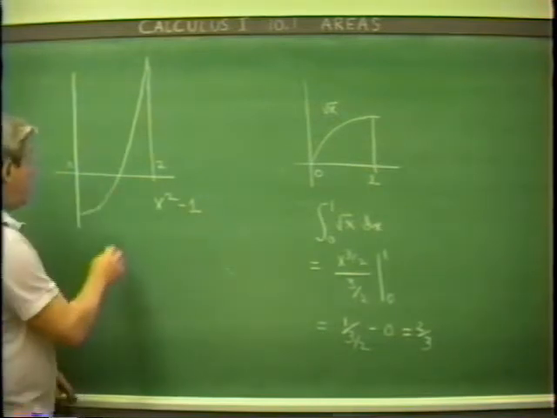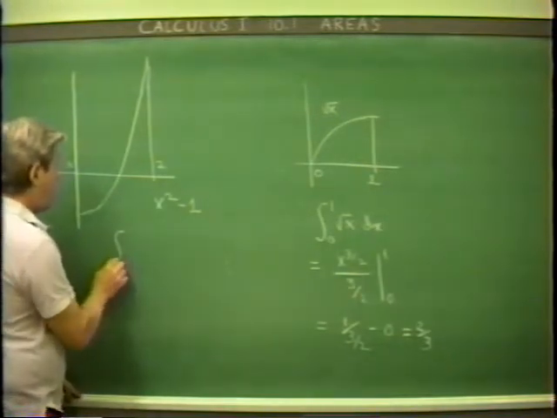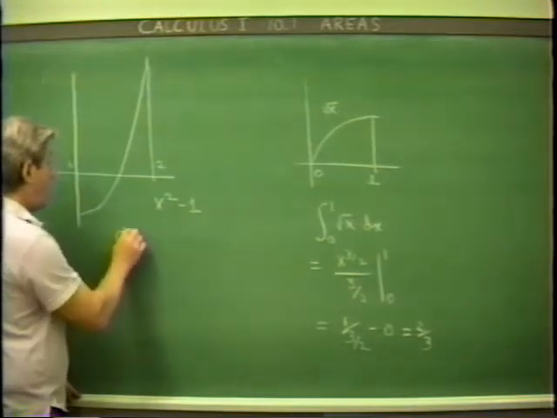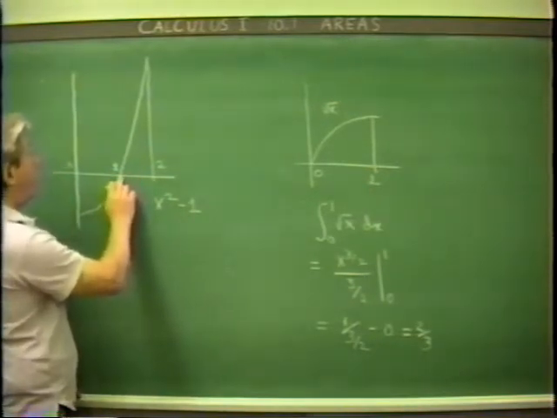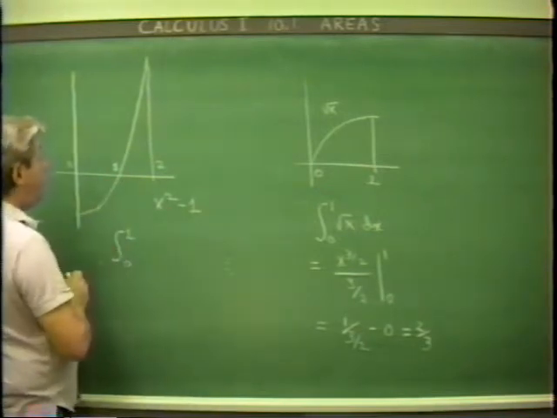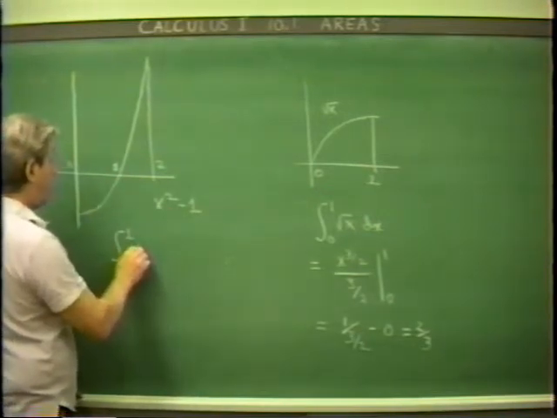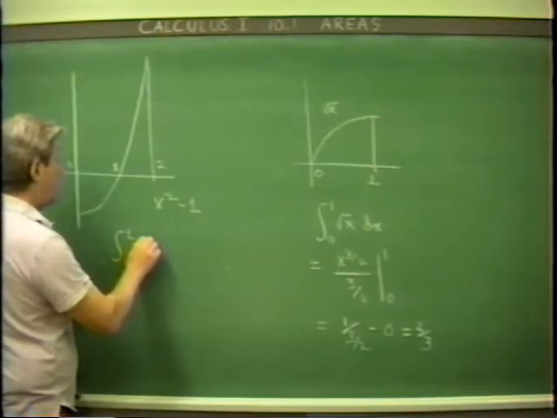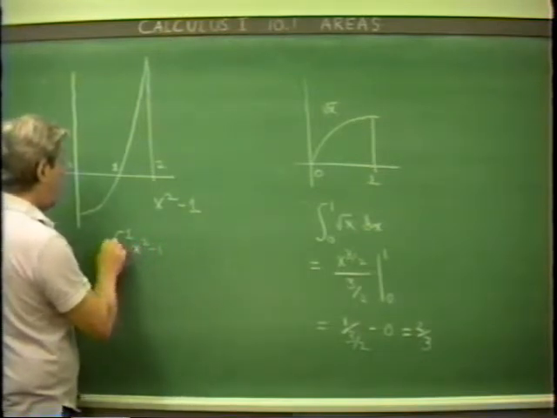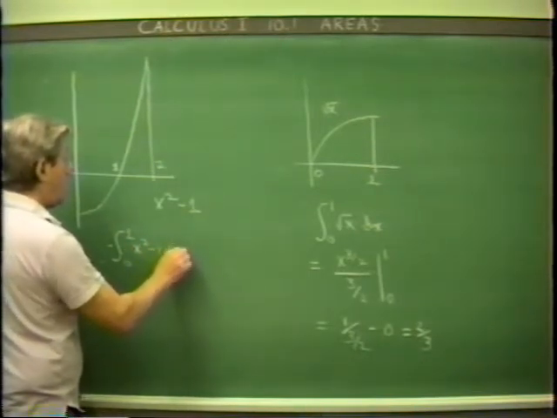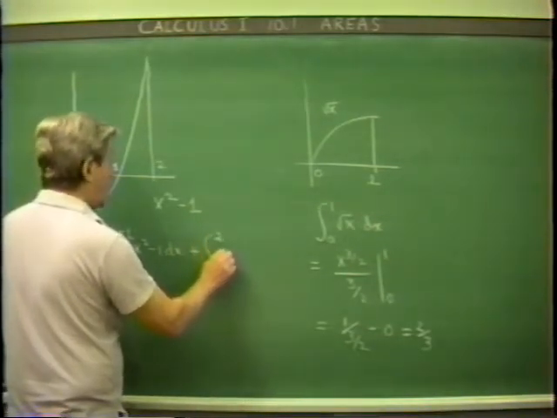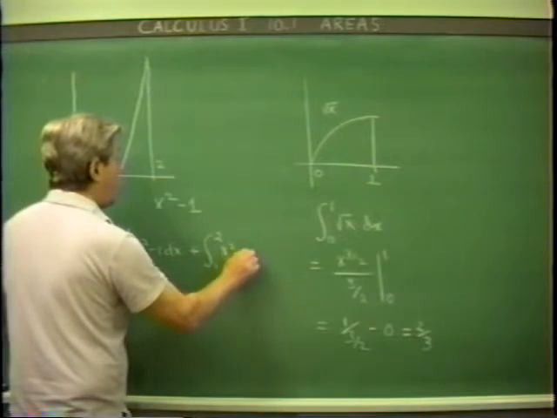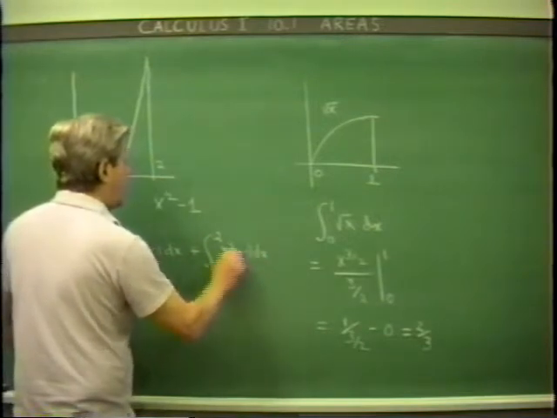So if you want the entire area between the function and the x-axis on the interval between 0 and 2, then what you need to do is to take the integral from 0 to 1, this being the point where the function crosses the x-axis, the integral from 0 to 1 of x squared minus 1, and take the negative of this and add to that the integral from 1 to 2 of x squared minus 1 with respect to x.